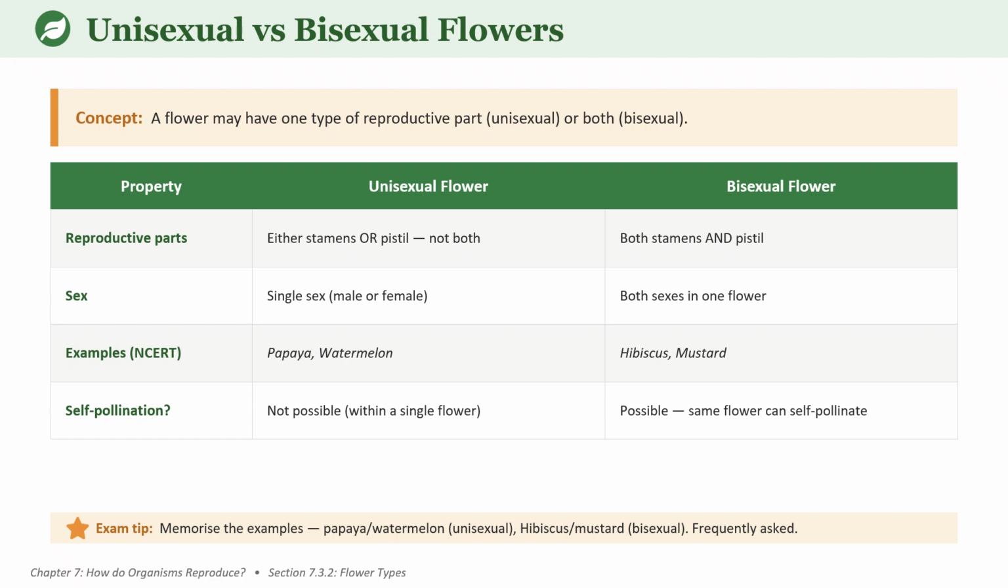Examples are papaya and watermelon. Bisexual flowers have both stamens and pistil. Its main character is that male and female reproductive organs are present in the same flower, and self-pollination is possible because in the same flower both the organs are present, right? So self-pollination is possible. Examples are hibiscus and mustard.